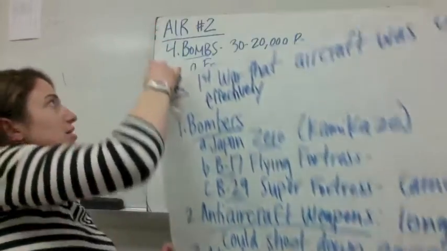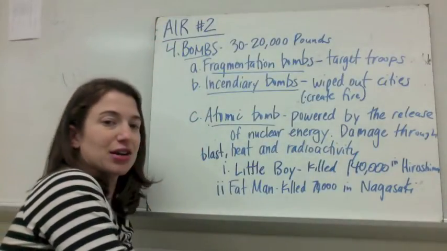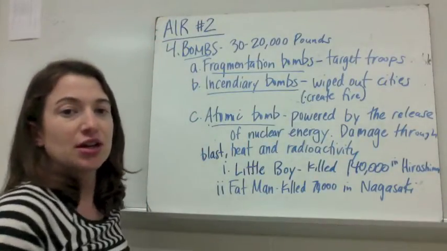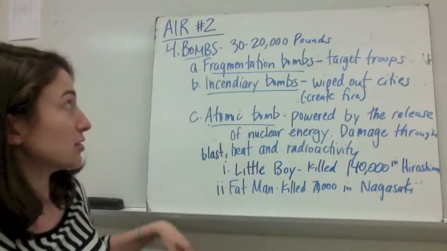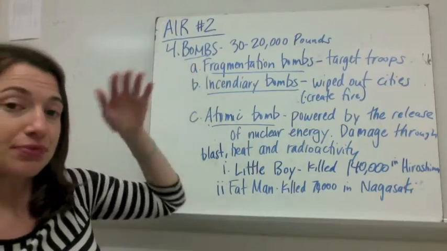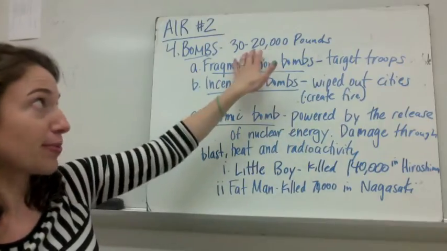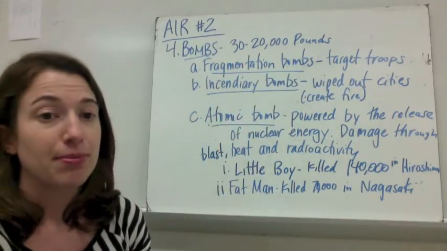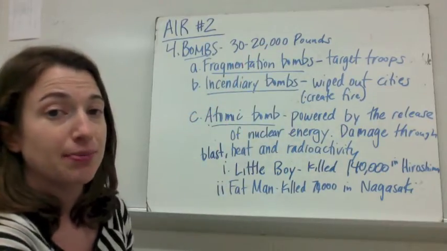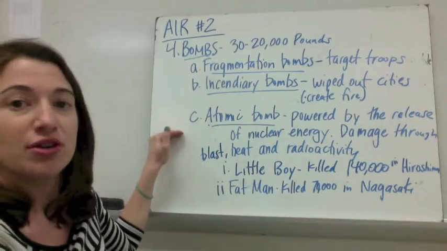All right, the next, I put this into air, even though they often launched from air and they hit the ground, but were bombs. And so these bombs ranged from 30-pound bombs to 20,000-pound bombs with the atomic bomb. So we kind of listed them in order of their size.